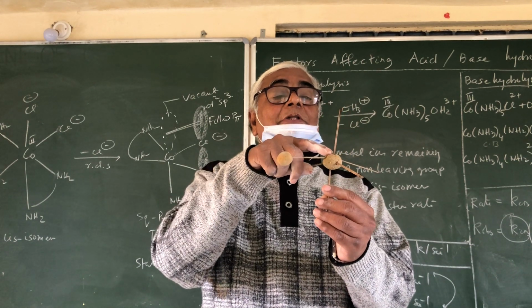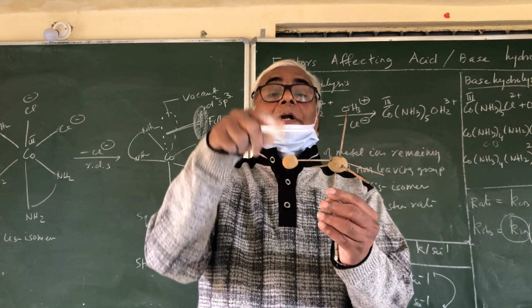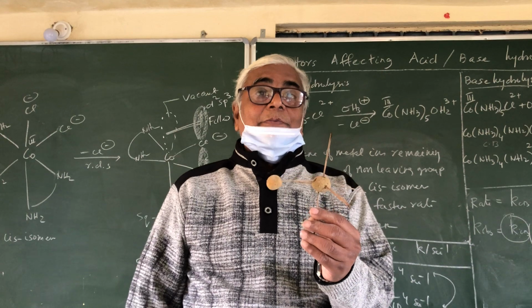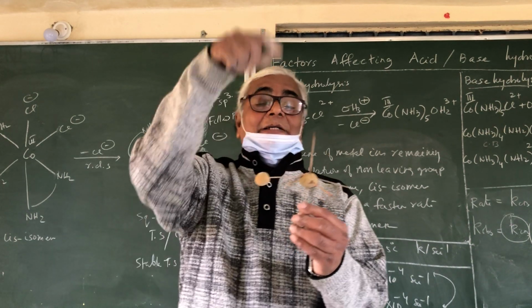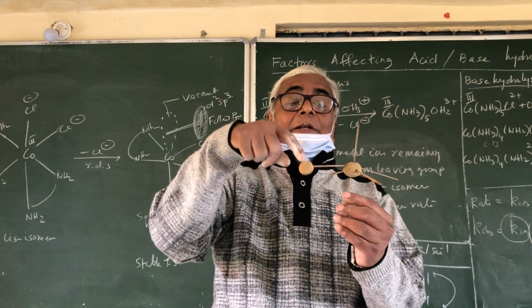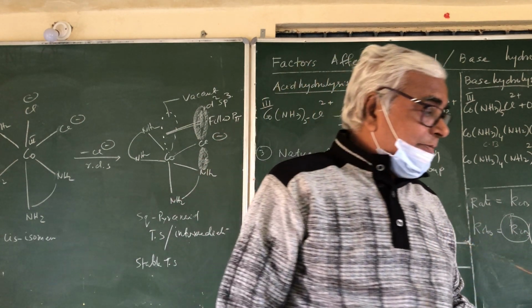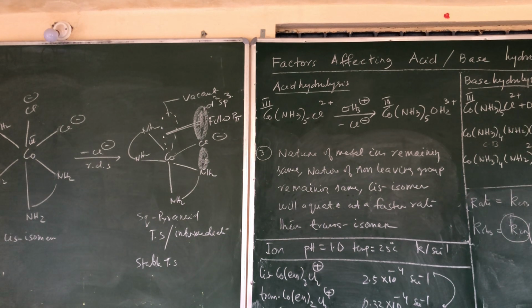The vacant d2sp3 orbital can overlap with the filled p pi orbital of the fluoride. Therefore, a pi bond formation is possible. If this is the z axis, then the filled pz orbital of fluoride will form a pi bond with the d2sp3 orbital. As a result, the intermediate will be stabilized. But this type of situation is not possible in the trans isomer.